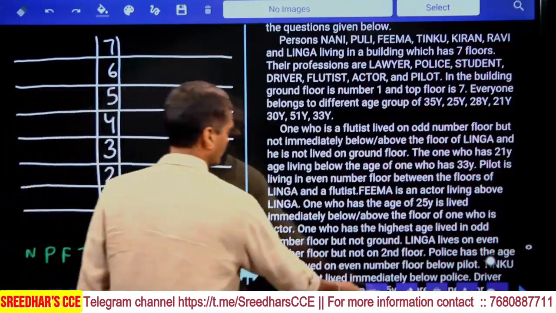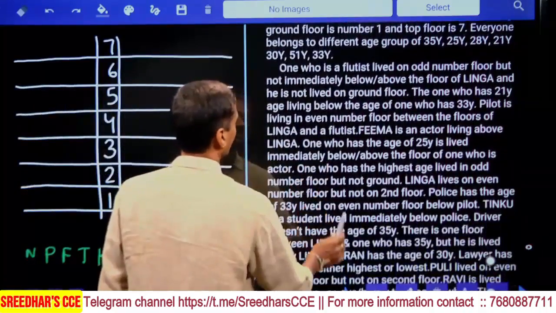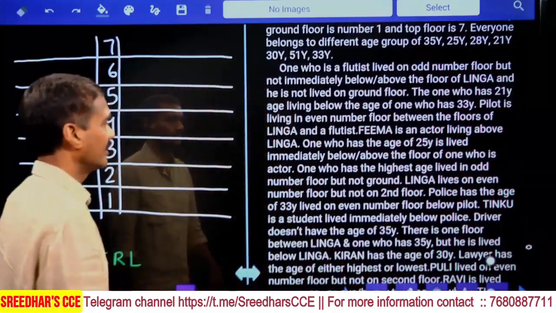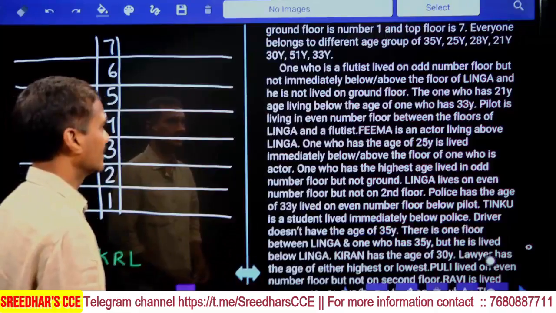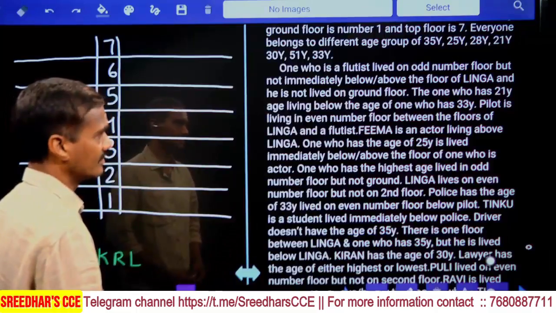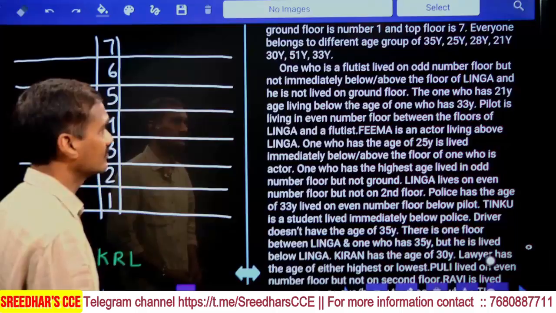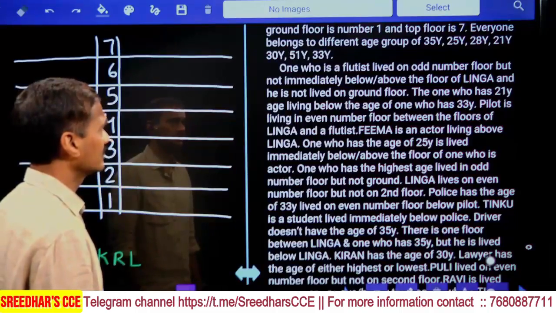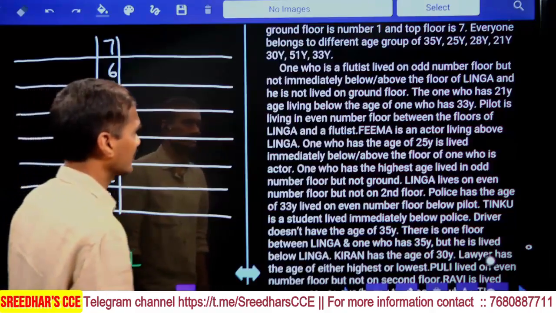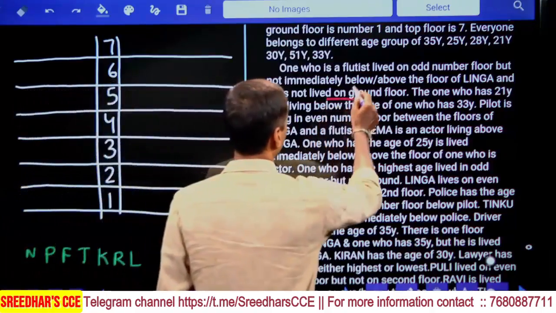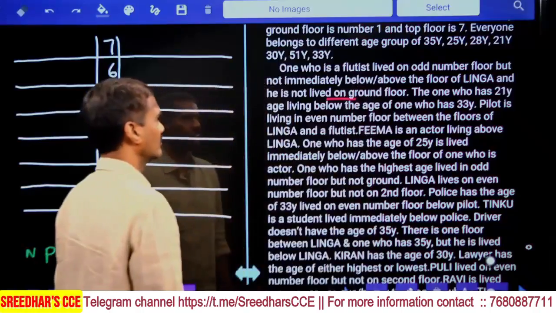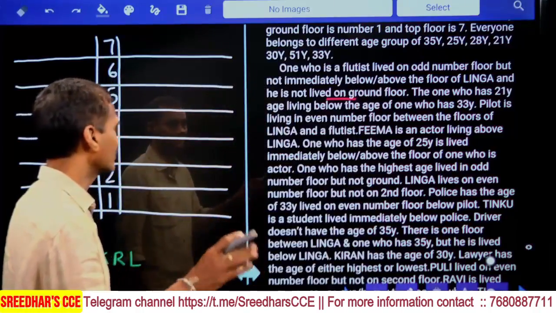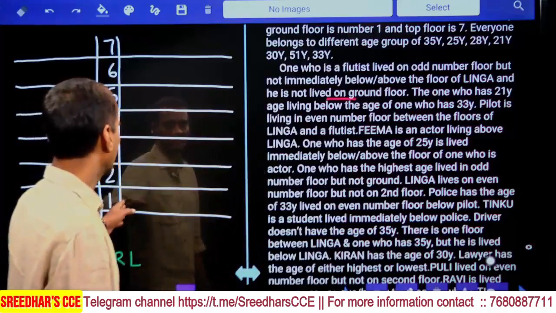One who is a flutist lives on an odd number floor but not immediately above or immediately below the floor of Linga, and is not living on the ground floor. Who is not living on the ground floor? Linga is not, and the flutist is not on the ground floor. The flutist cannot be on the ground floor.